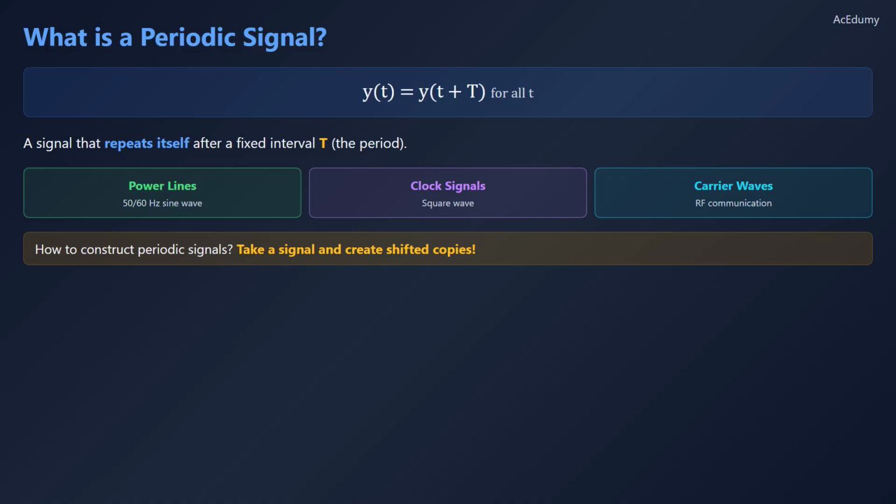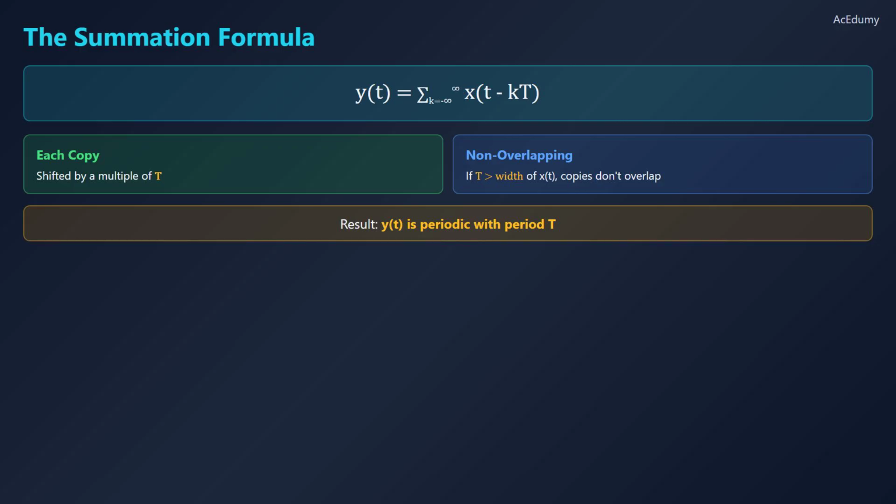But how can we construct a periodic signal from a basic building block? The answer is simple. Take a signal and create shifted copies of it. Here is the key formula. Given any signal x of t with finite duration, we can create a periodic signal by summing shifted copies. y of t equals the sum from k equals negative infinity to infinity of x of t minus kT. Each copy is shifted by a multiple of T.